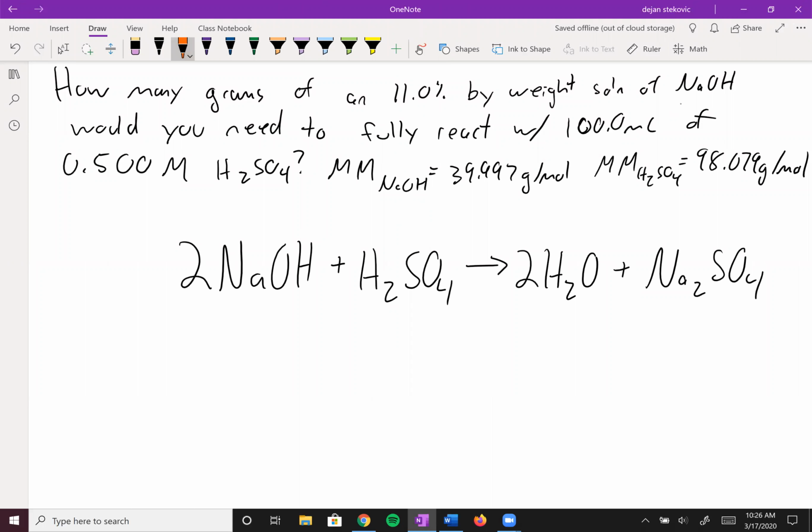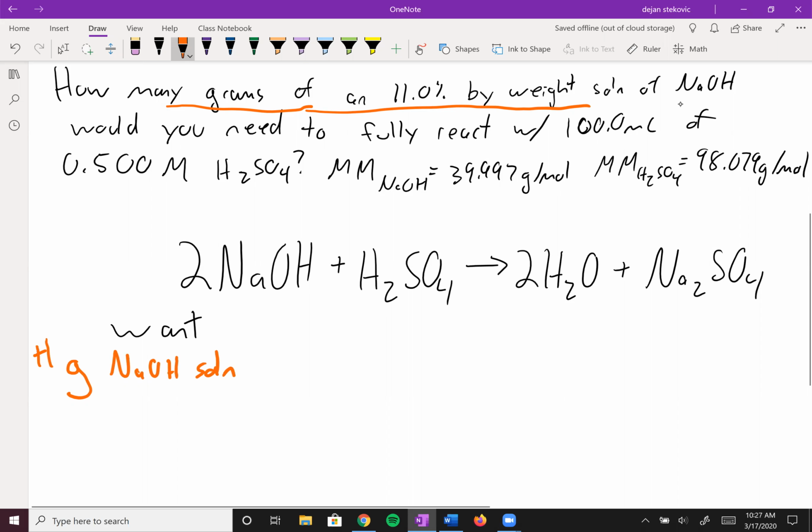For this kind of problem, you want to identify what you want. What we want at the end is how many grams of this 11% by weight solution. So at the end, we want grams of sodium hydroxide solution, some number of grams of sodium hydroxide solution.